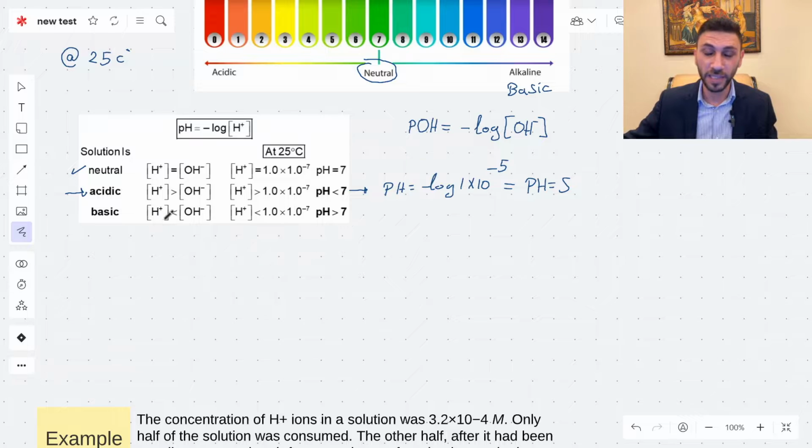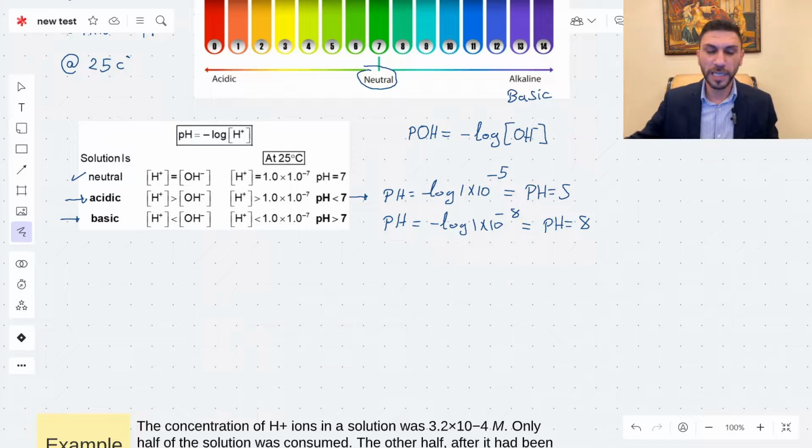If the concentration of H positive is less than the concentration of OH negative, that means H positive is less than 1 times 10 to the power of negative 7. Therefore, the solution will be basic. If we take an example, pH equals negative log of 1 times 10 to the power of any number less than negative 7, so it's going to be negative 8, let's say. That means pH equals 8, which is greater than 7. So the solution in this case will be basic.